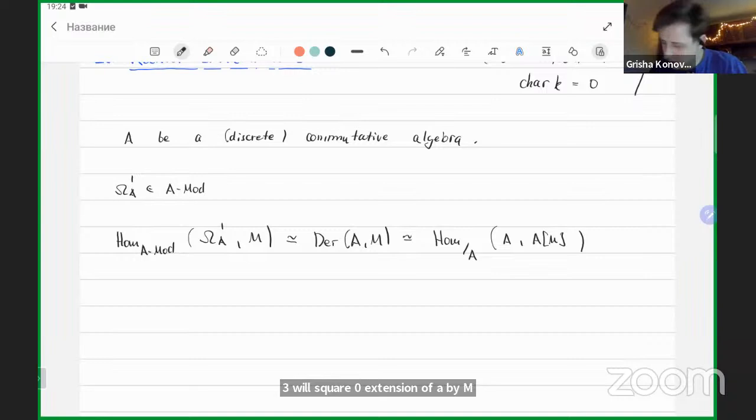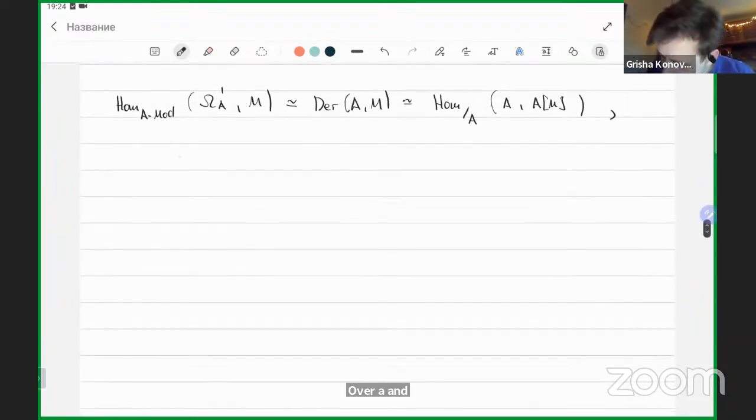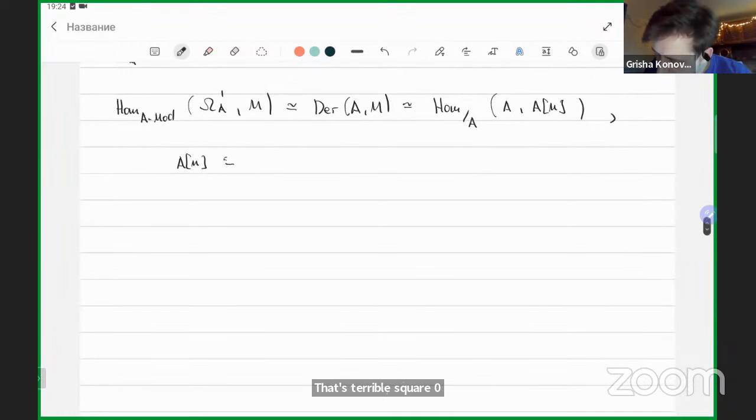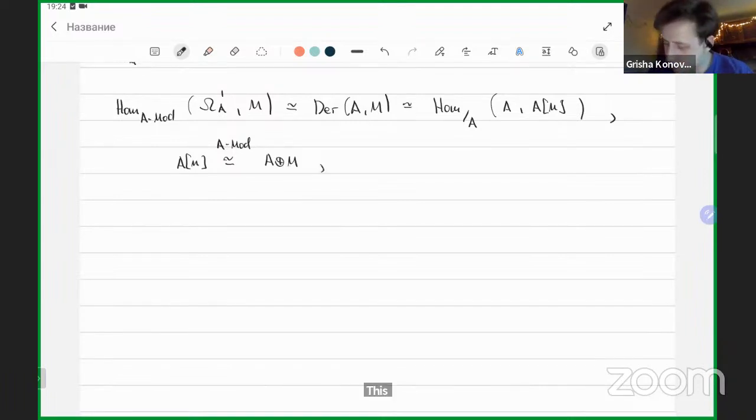And let me say that the trivial square zero extension is defined as follows. As an A module, it's just the direct sum, and multiplication is defined by the following formula.